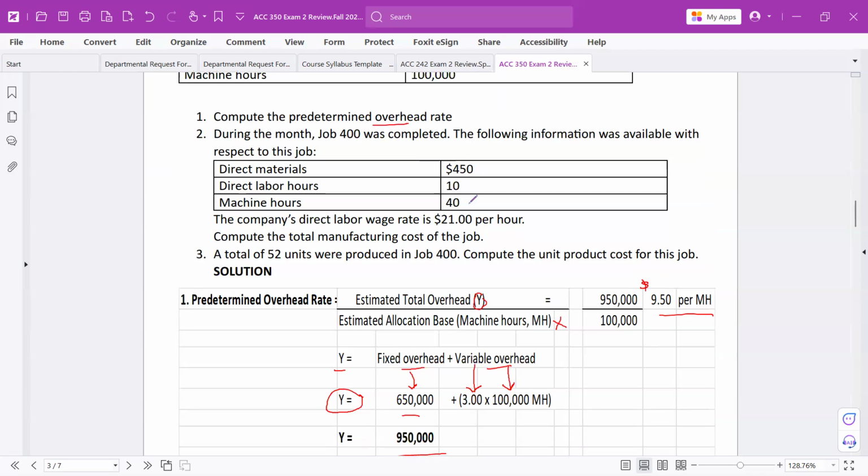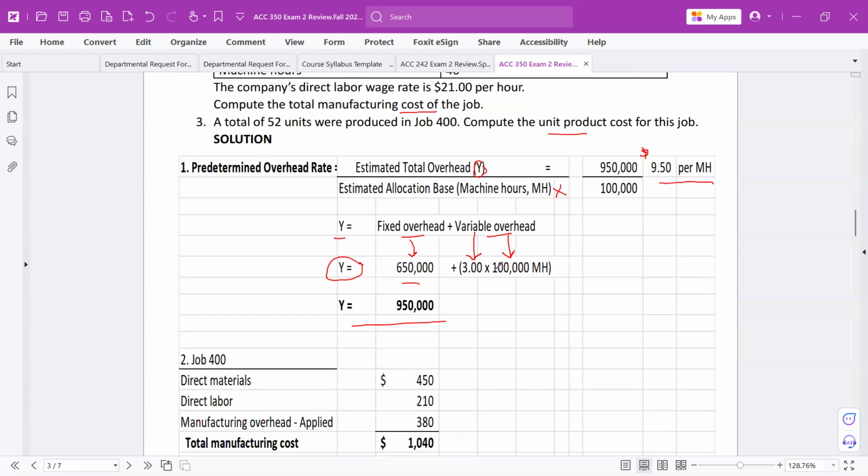So that's number one. And then we have a job. And number two, we have job number 400. And we need to determine the total cost of the job and then the unit cost of the job. So the components in the cost of a job: the materials, the labor, and the applied overhead. So that's all we're going to do.